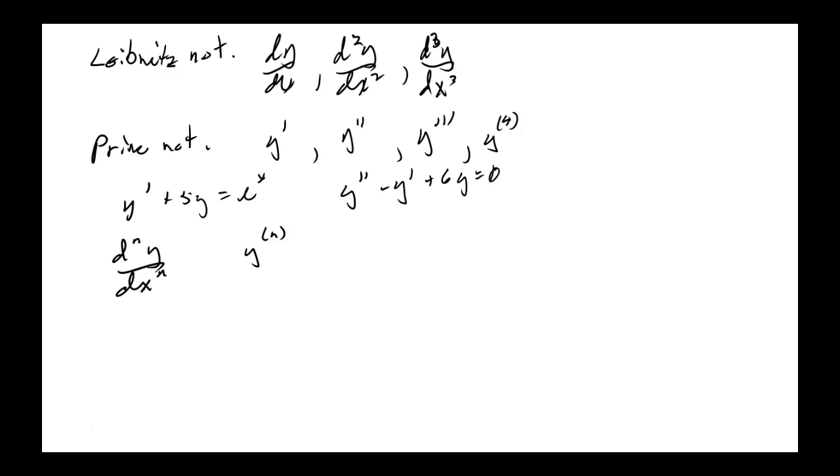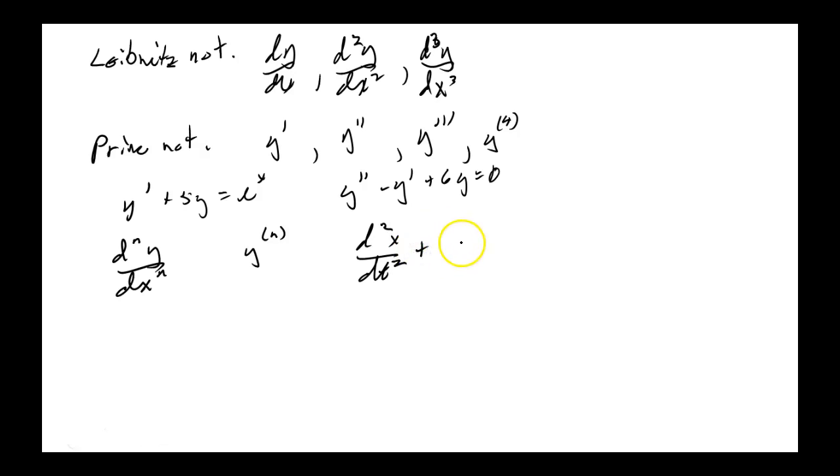Now, they're talking about what I've already mentioned, but let me give their example. d2x/dt squared plus 16x is equal to 0. All right. Again, Leibniz notation allows this. Prime notation is not always clear. x is the dependent variable. t is the independent variable. Okay?